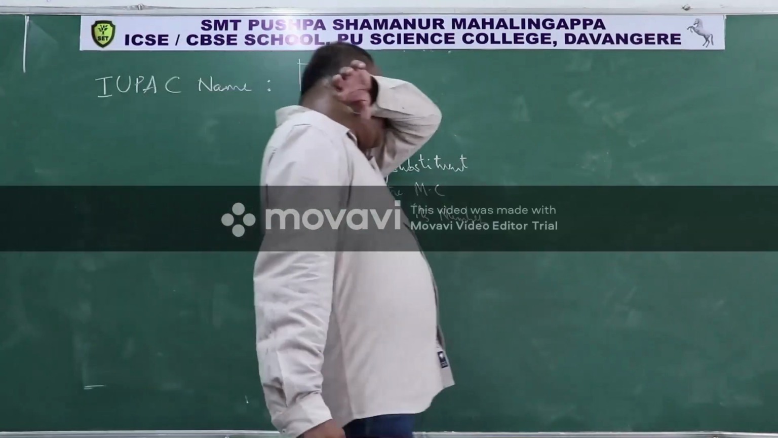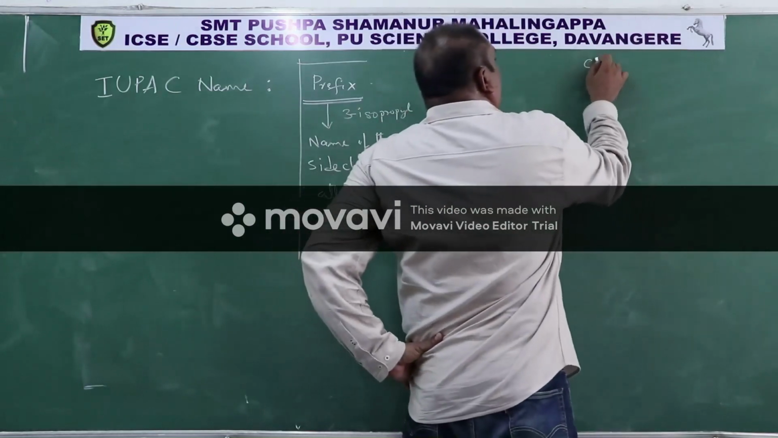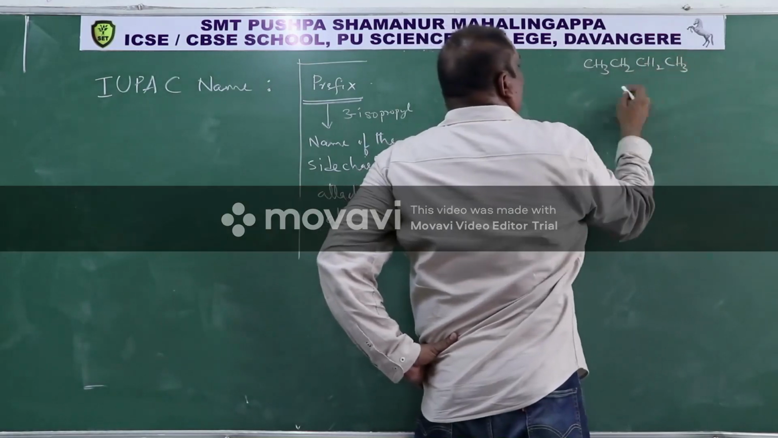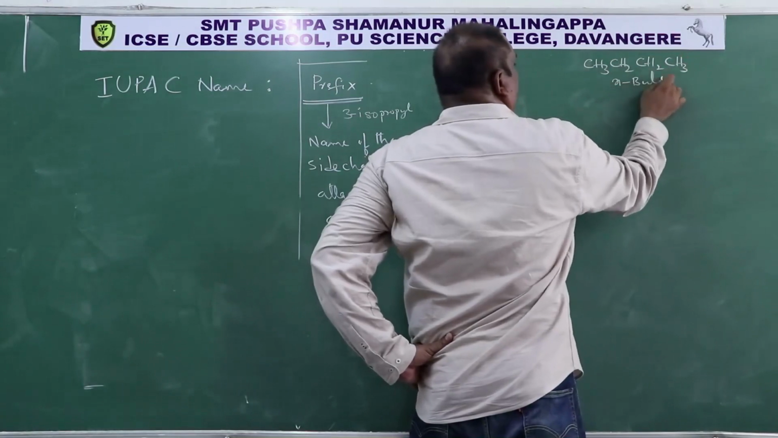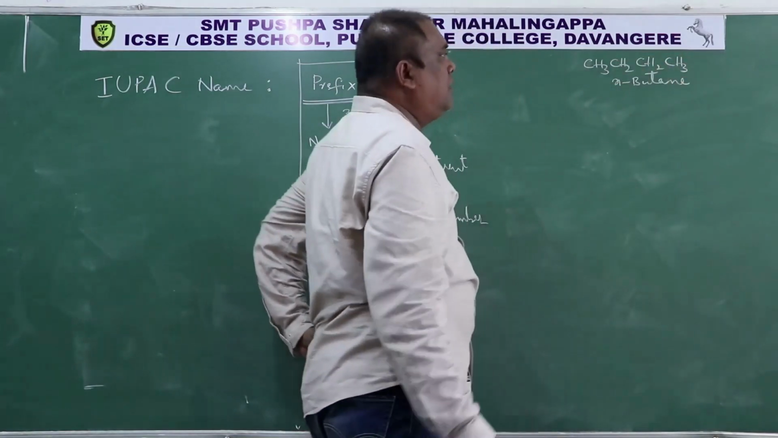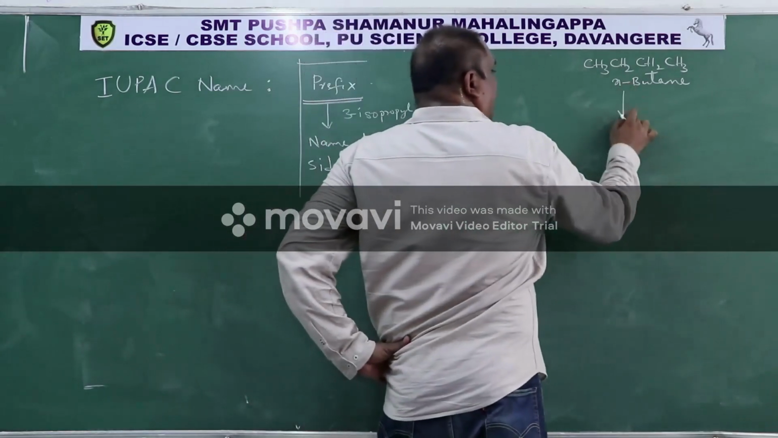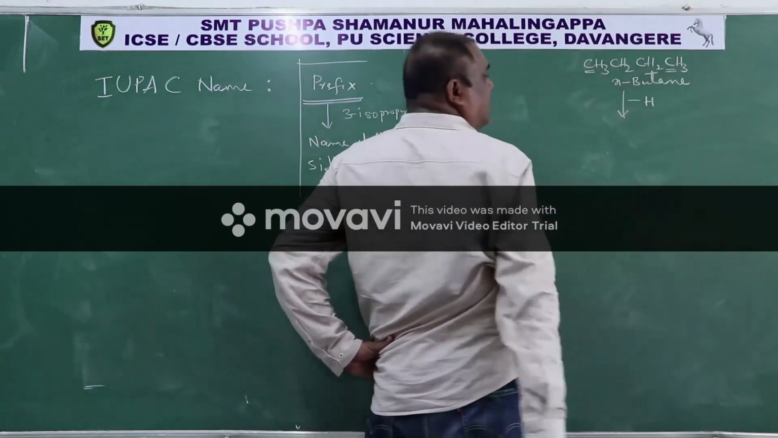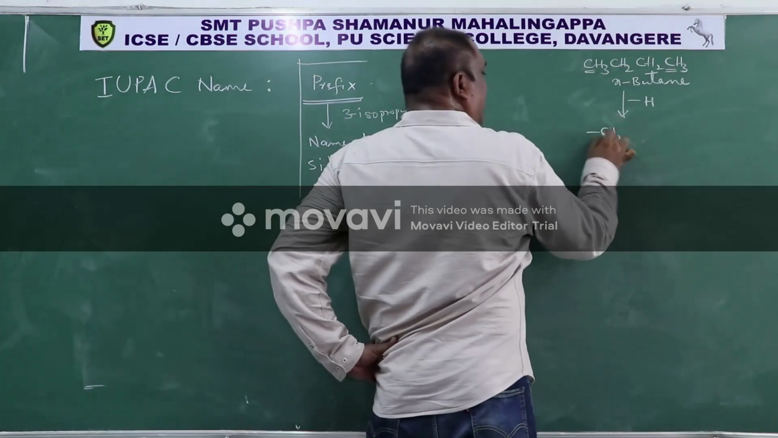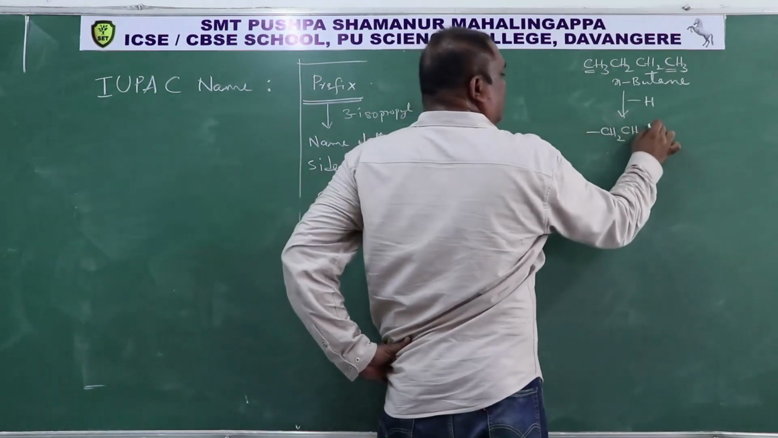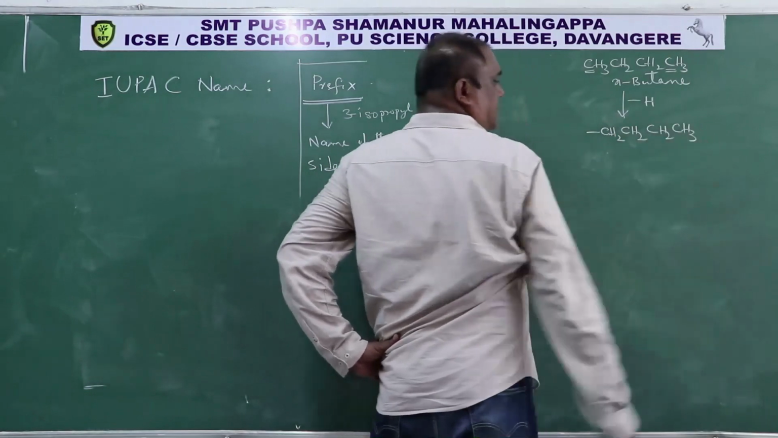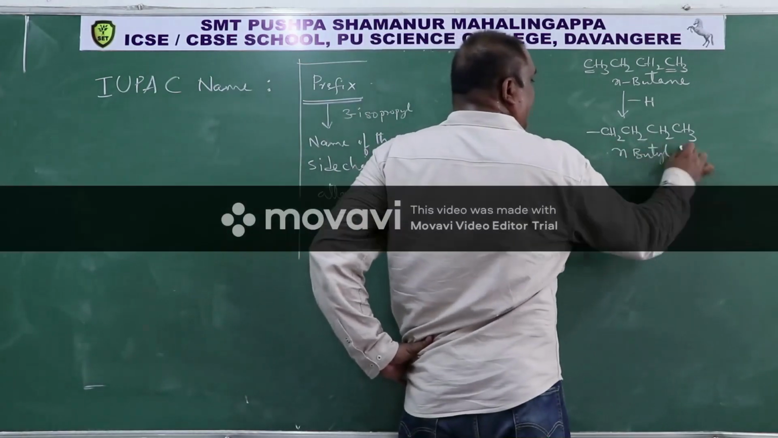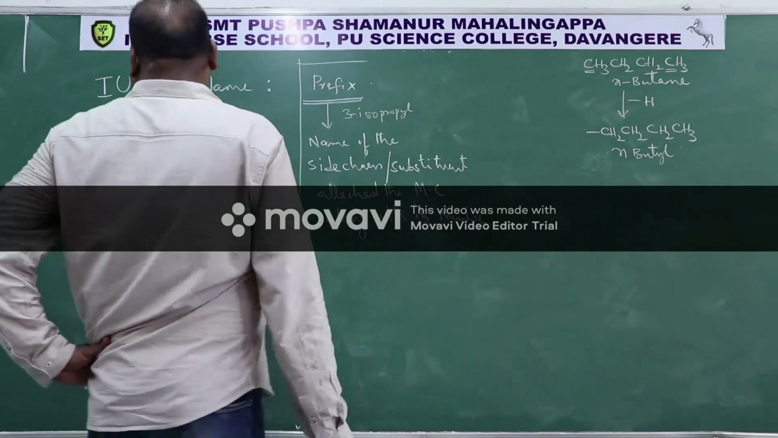Now let me take this compound, CH3, CH2, CH2, CH3. Its name is n-butane. From this n-butane, I am removing hydrogen either from this terminal carbon or from this terminal carbon. Then I will get a hanging bond here, CH2, CH2, CH3. Now this is called n-butyl.